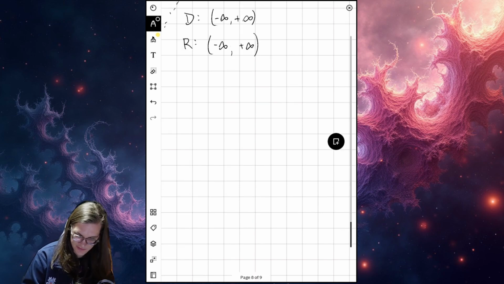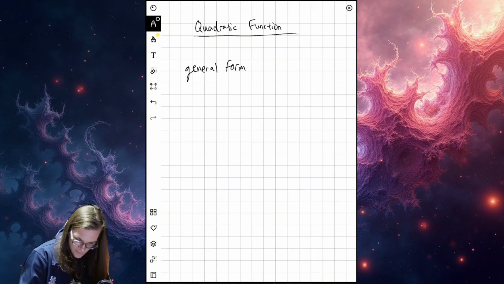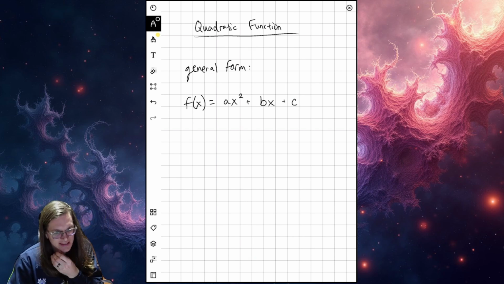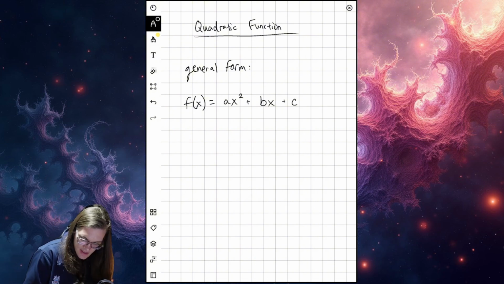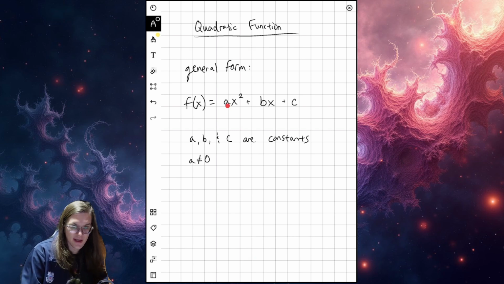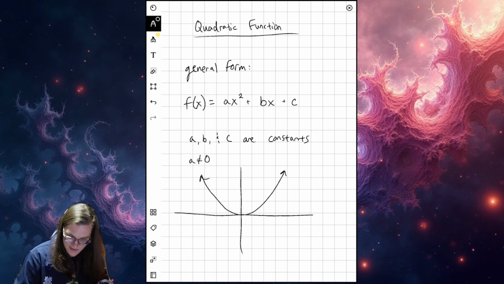Another type of function we might be interested in is a quadratic. So the general form for a quadratic function is f of x equals some value a times your x squared term plus some value b times your x term plus some value c by itself. So a, b, and c are constants, and a cannot equal 0, and that's just because if a was 0, then we wouldn't have our squared term, and then it wouldn't be a quadratic. So it is this parabola shape that you've probably seen many times.